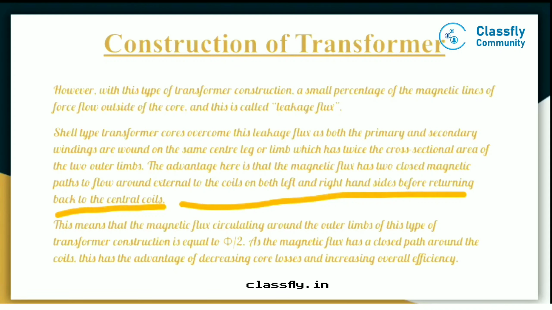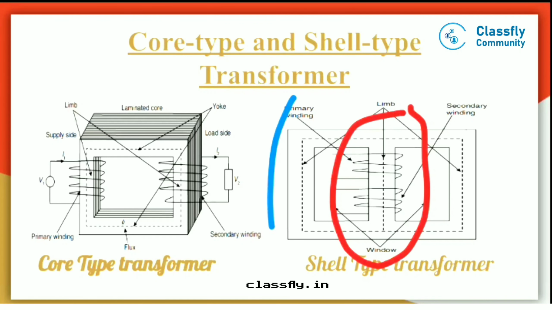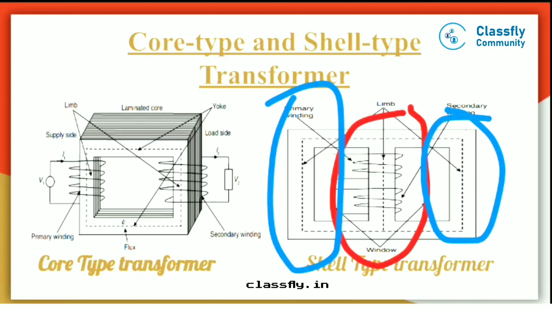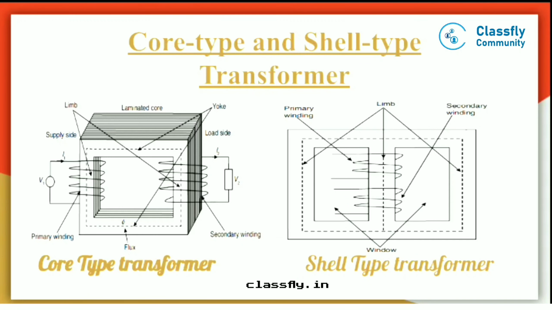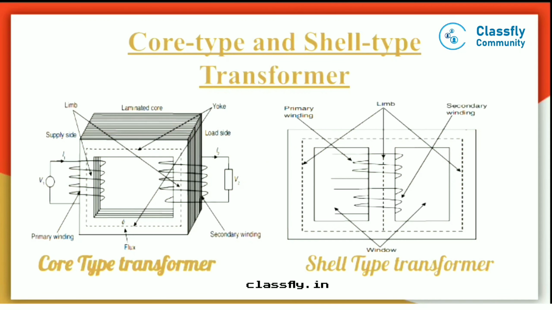So the main point is, what is the advantage? See, this is our center limb, so it has more cross-sectional area than our two outer limbs, and the center limb has both the primary winding and the secondary winding, and due to this we can get over the leakage flux. Okay. Then it also says the advantage for the magnetic flux is what? That it has two closed magnetic paths around external to the coils. So this is our closed magnetic path which is there on both sides. So with the help of this we can overcome our leakage flux.